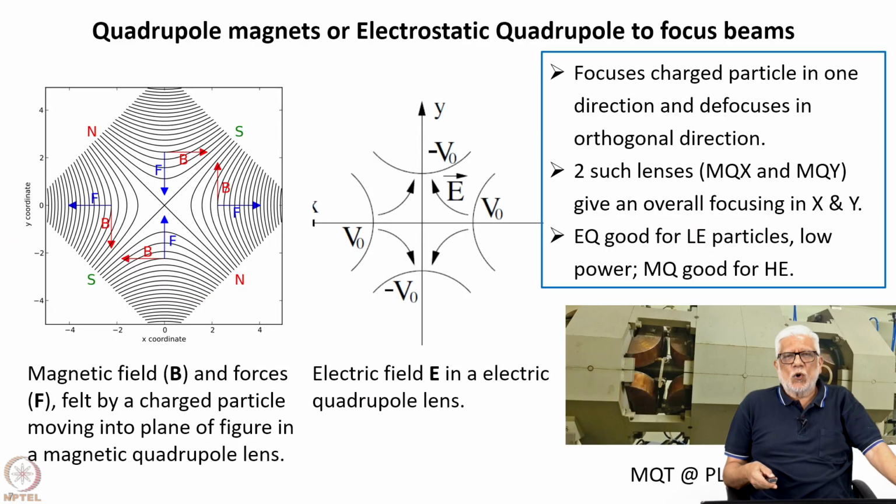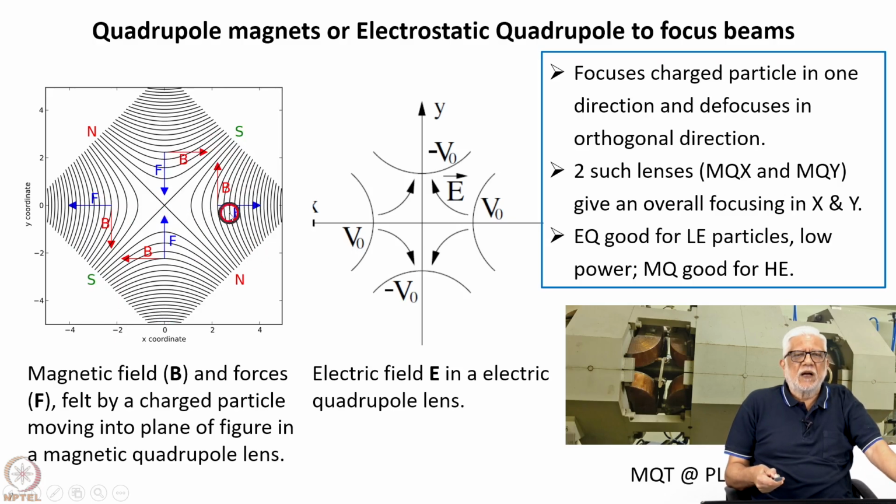As I said, the quadrupole magnets focus the beams. So here is an example of the field, how it changes in a magnetic quadrupole, and the force felt by the charged particle as it moves. So the particle is moving into the figure, and these are the field lines, B, shown here, and these are the forces felt by the charged particle as it moves into the page. This is just a cross section shown.